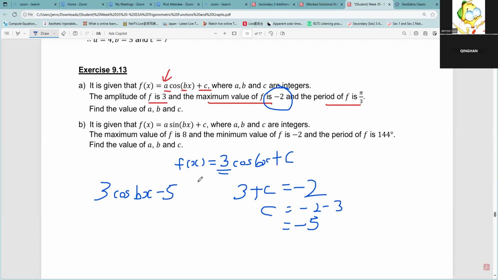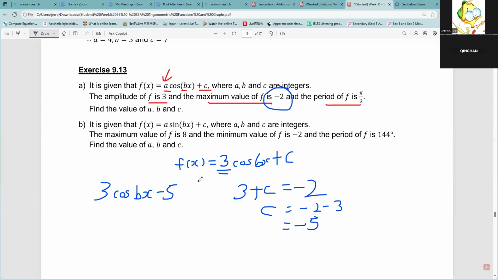That means the amplitude can be easily found by whatever they have told us. The amplitude of f is literally your A. The maximum value, like I mentioned, is actually your amplitude plus the offset, which is constant in this case, that is plus C. So that means 3 plus C is equivalent to -2. So of course you can shift and then find what is actually your C, which is -5.